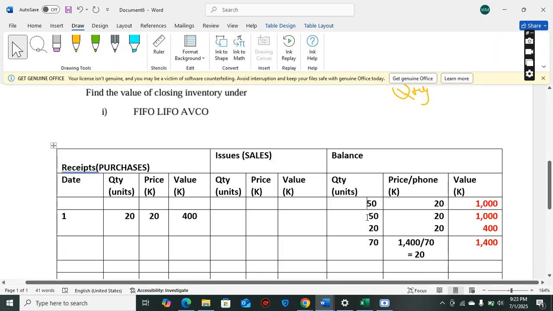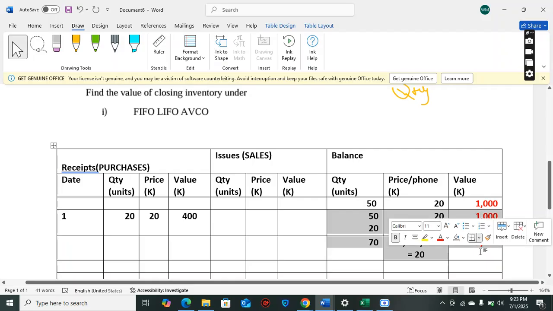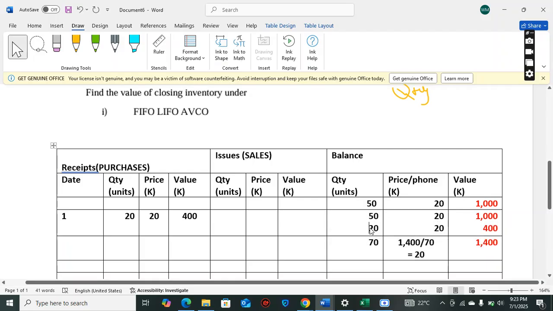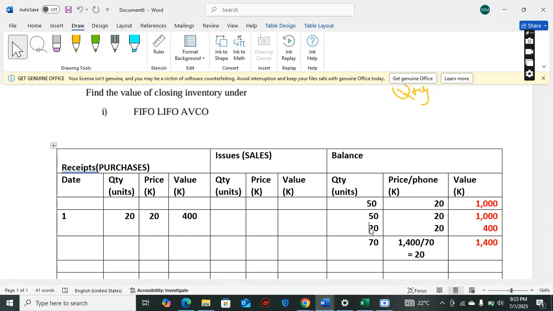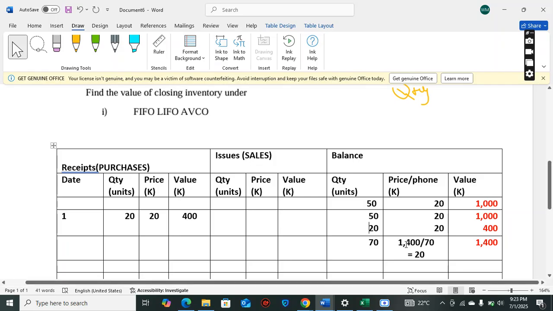Yeah, this part here. You can show your workings on the table. I think it will make life easy. Just show your workings on the table, because the only calculation is just this division here. For Avco, the only calculation that you'll be doing is this one here. So you can just show it on the table.